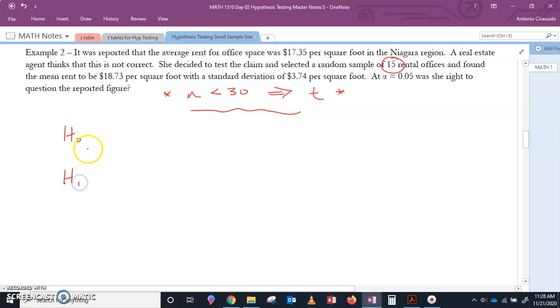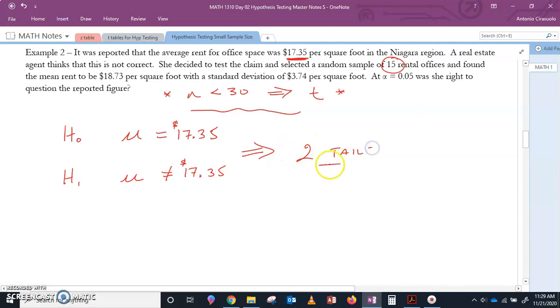Now you see that in this case, there was no direction given. It just says it was reported to be $17.35 per square foot. So the rent was this value here. So you can see then, as a result, that there is no direction given in the question. So the mean either equals $17.35 per square foot, or it does not equal that value. Okay, so as a result, that means we have a two-tail scenario.